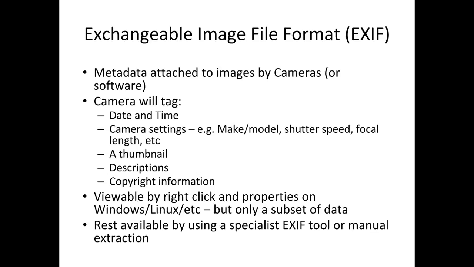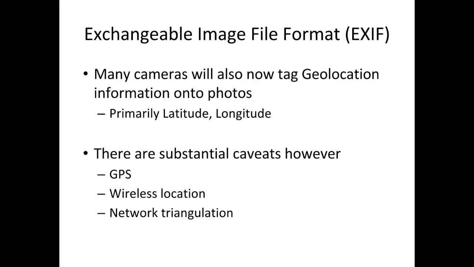Now, for those of you who did digital forensics last year, we did have a look at this. We did some very simple things in EXIF. If you right click on Windows, Linux, etc., you can have a look at properties. You get only a small subset, but you can either manually extract this information or you can use some tools, and the one that I recommend using is a tool called ExifTool. Now, this is just continuing to say that cameras can also give GPS information as well, to give an idea about where those photographs were taken.